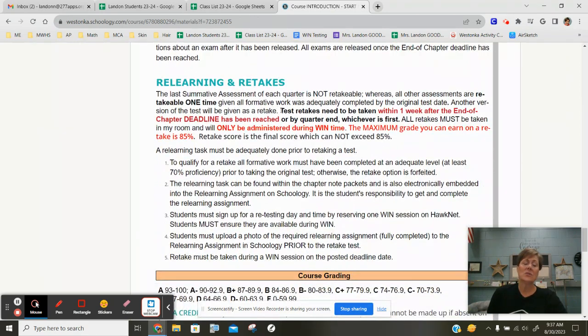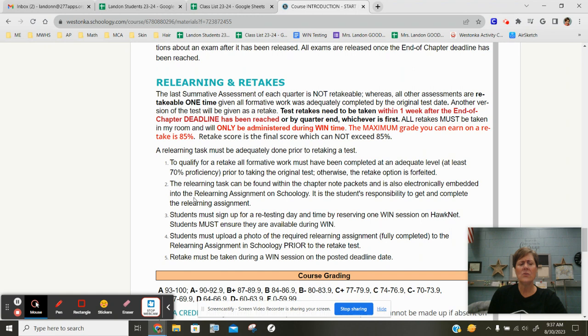Retakes, again, school policy, we talked about having all the formative work in, but let me reiterate this. In the math department, the maximum grade you can get on a retake is an 85%. Let's say you take your original test and you got an 87%. You're not going to retake to try to get a higher point because you can't. You cannot exceed 85% on your retake. And your second score of your retake test is the official score. So if you do worse, that's what technically would go into the grade book. So be cautious and thoughtful on that.